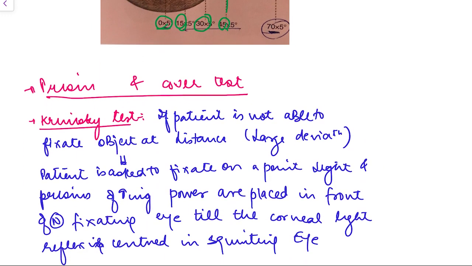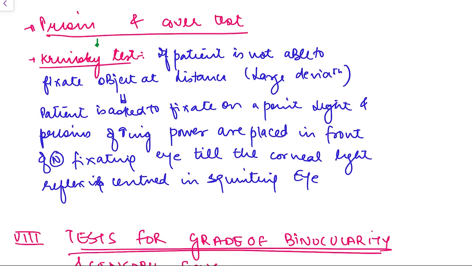Now the Krimsky test. I have already told you one prerequisite for the cover uncover test: the patient should be able to fixate the distant object. If the patient is not able to fixate the distant object, we cannot do cover or uncover test. So in these cases we will be performing the Krimsky test. So what are we doing in the Krimsky test? In this the patient is asked to fixate on a point light which is kept near to the patient, and prisms of increasing powers are placed in front of the normal fixating eye.